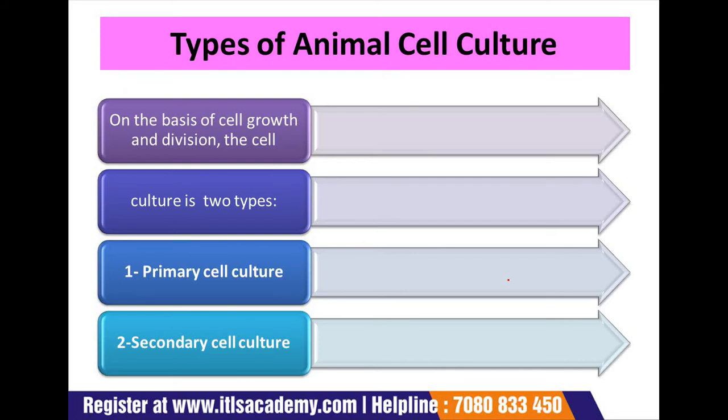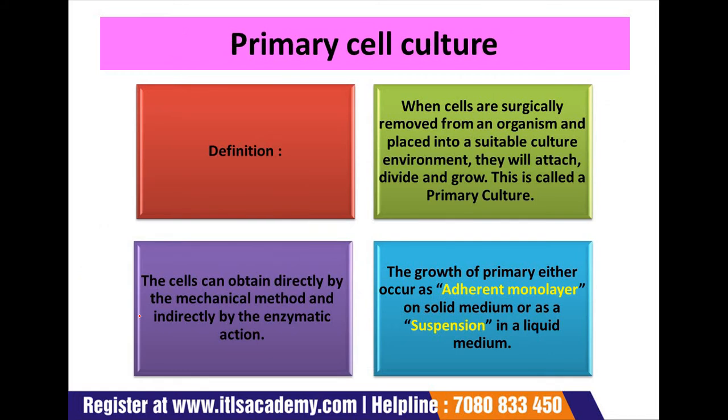Types of animal cell culture. On the basis of cell growth and division, cell culture is of two types. First one is primary cell culture and second one is secondary cell culture. First, we will discuss the primary cell culture. When cells are surgically removed from an organism and placed into a suitable culture environment, they will attach, divide and grow. This is called primary culture.